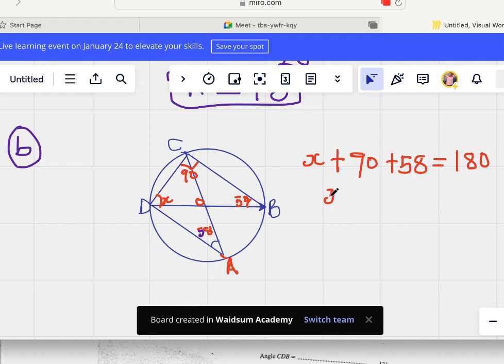So you say 58 plus 90 is 148. So x plus 148 equals 180. So x will be 180 minus 148. x equals 180 minus 148.